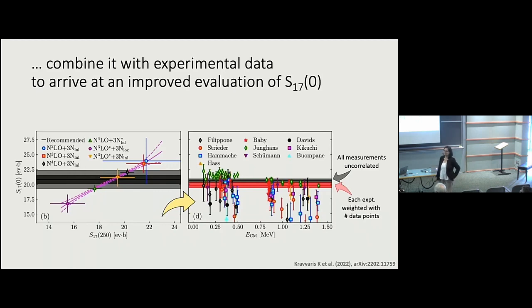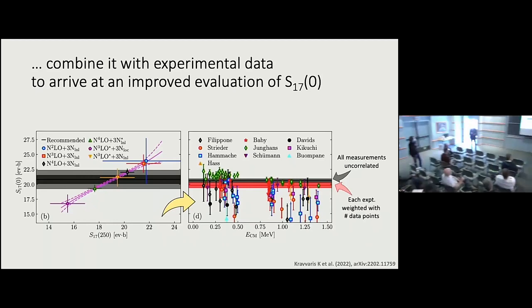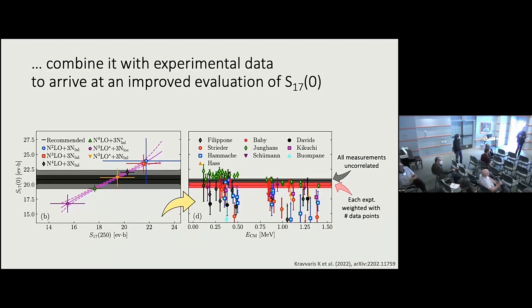So how did you choose the... Please use the mic. How did you choose the 250 point? No, this is just one example. So this is an example of the curve that you get when you plot the S factor at zero energy as a function of the same S factor at 250 kiloelectron volts.